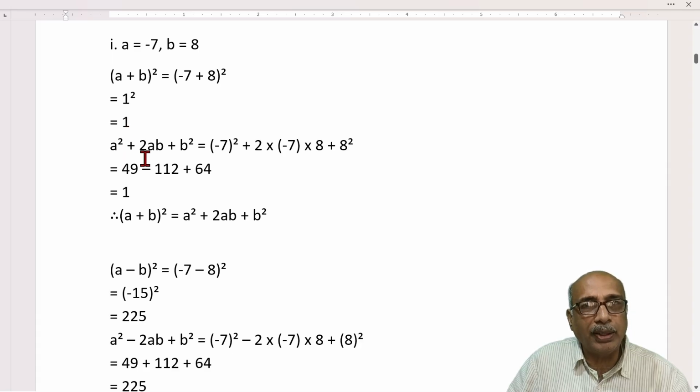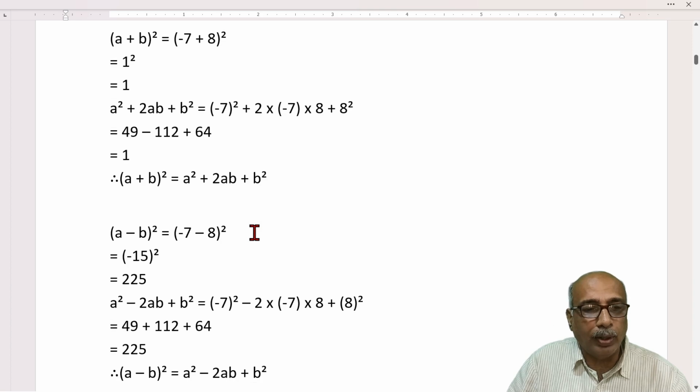a square plus twice ab plus b square: (minus 7) whole square plus 2 into minus 7 into 8 plus 8 square. Now here you see, square of any negative number is positive only. So 7 square will be 49. And here 2 into minus 7 into 8: 2 into 7 is 14, 14 into 8 is 112. Sign is with minus, so minus 112 plus 8 square, 64. Simplify this, you will get answer 1. Therefore, (a plus b) whole square equals a square plus twice ab plus b square.